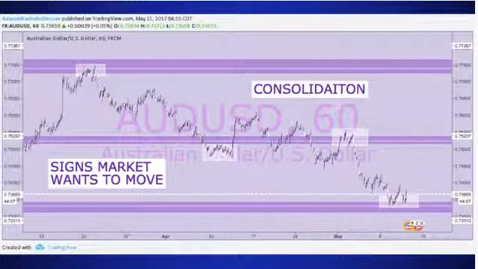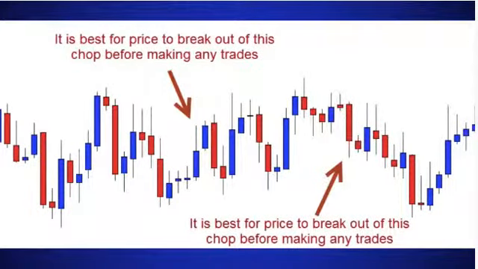The stronger and longer the consolidation, typically the more powerful the movement in either direction. Your job is to get on the right side of the direction. As I stated earlier, I'll state it again. It is best to get out of these areas. If you are trading and you decide to enter into this area, be prepared to lose a lot of money.